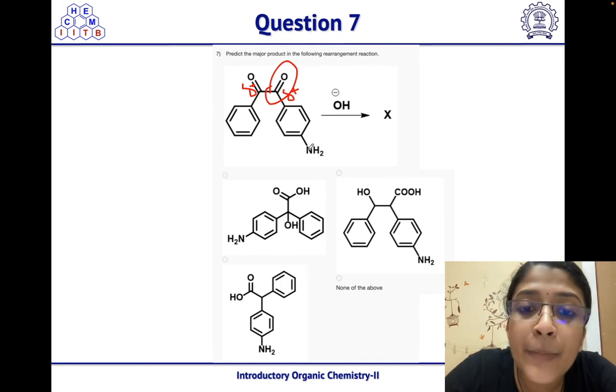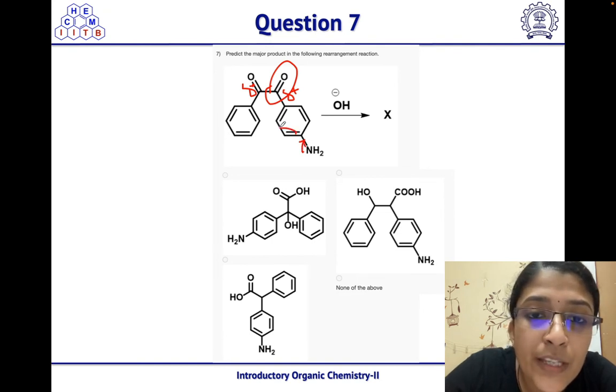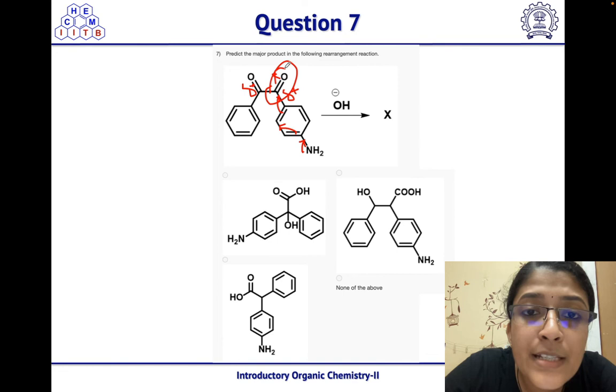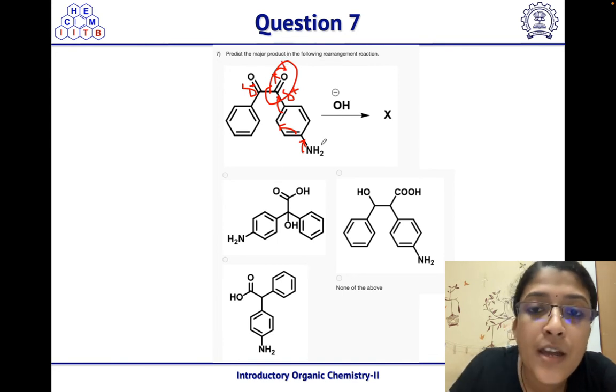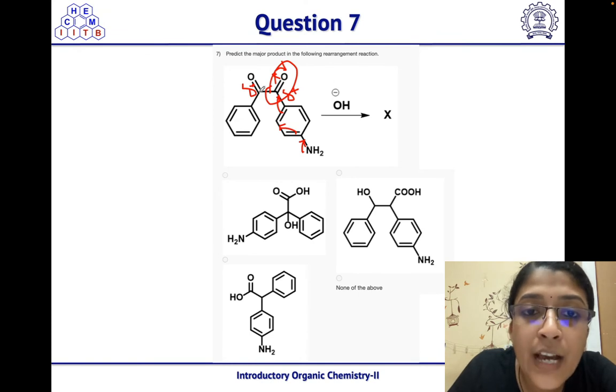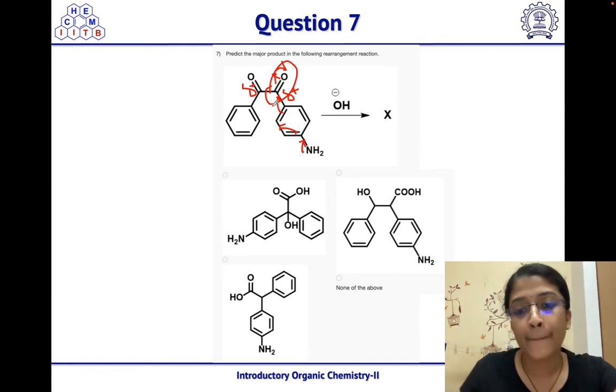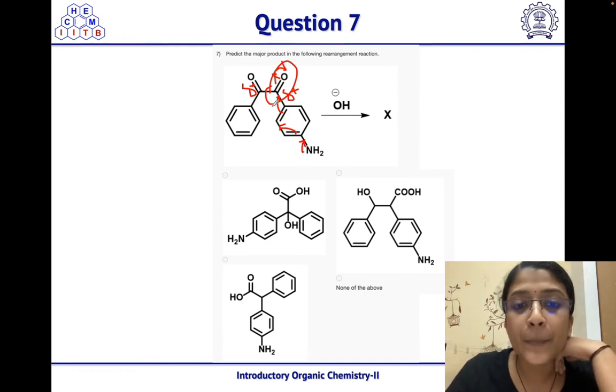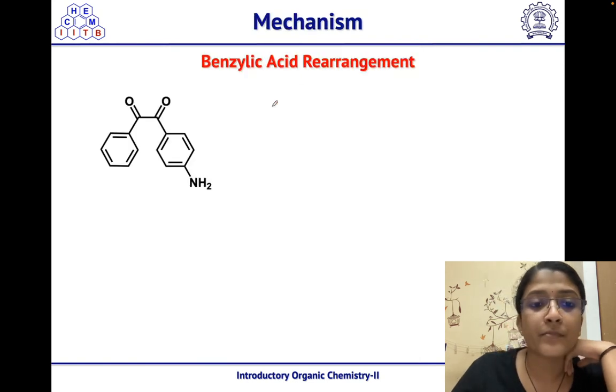Since the amine is an electron donating group, it has a lone pair of electrons, so it can donate electron density in this fashion. So here this carbonyl is having less electropositive character, or it is less electrophilic. So the base will be attacking the other carbonyl, the benzene or phenyl substituted carbonyl. Now we will come to the mechanism of that reaction.